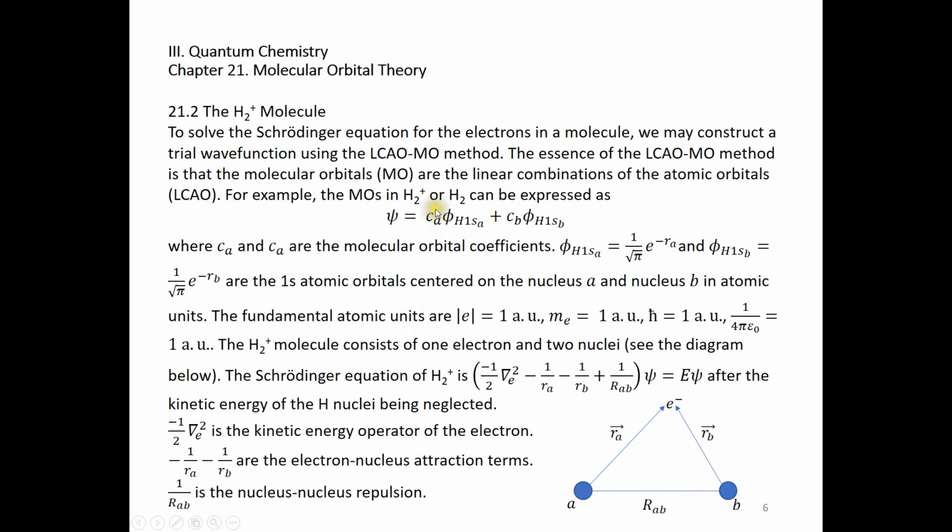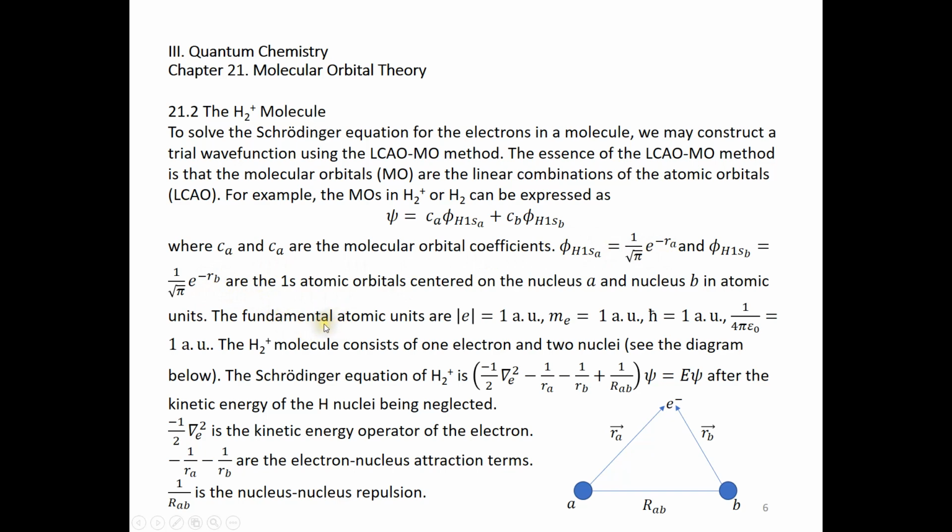Now, what are this C sub A and C sub B? Those are molecular orbital coefficients. Those are just numbers. They put a weight on those atomic orbitals. This 1s A orbital is 1 over square root of pi times e to the power of negative Ra in atomic units. And phi for 1s B is 1 over square root of pi times e to the power of negative Rb. Again, these two equations are in the atomic units.